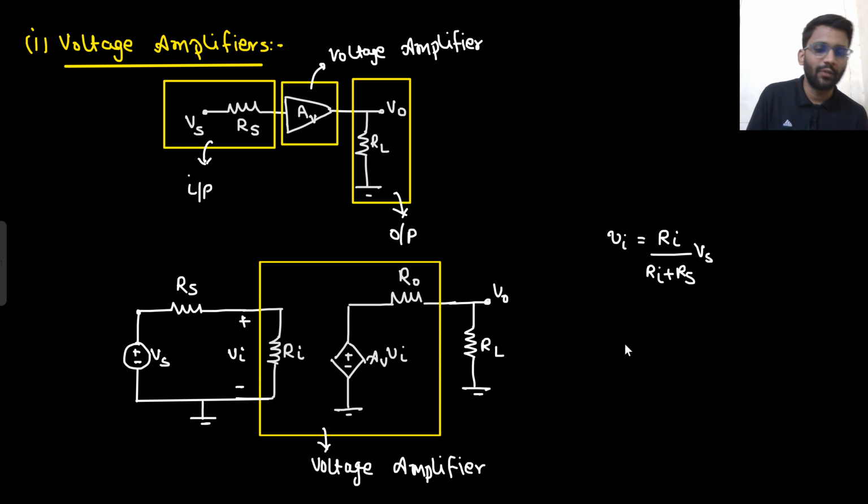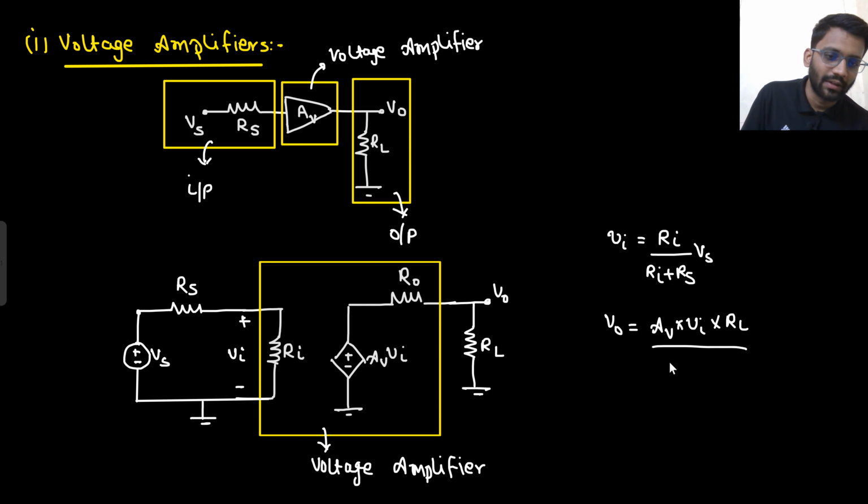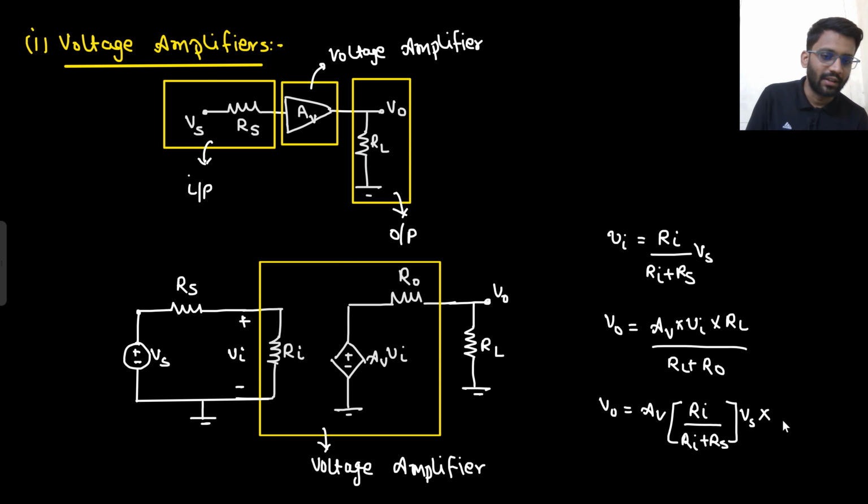Well and good. So what will be your output? It would be AV into Vin into RL upon RL plus R naught, right? Simple potential division. That's it. So V naught will be equal to AV into Vin, where Vin is Rin upon Rin plus Rs into Vs, and the rest is RL upon RL plus R naught, right?